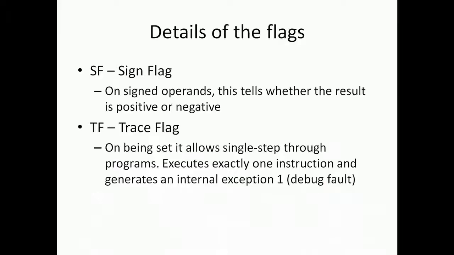Now there are flags which are used to control your execution. For example, the trace flag. On being set, it allows single step through programs. It allows you to go one step, then it will take you to the interrupt service routine. There you do something, check what is happening, and it will resume again. It generates an interrupt at the end of every instruction so that you can find out what that instruction is doing. Essentially, these are all used for debugging.